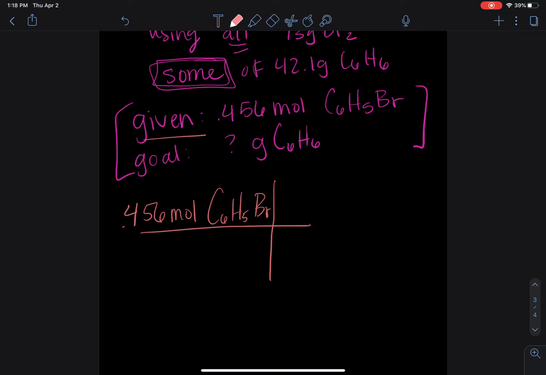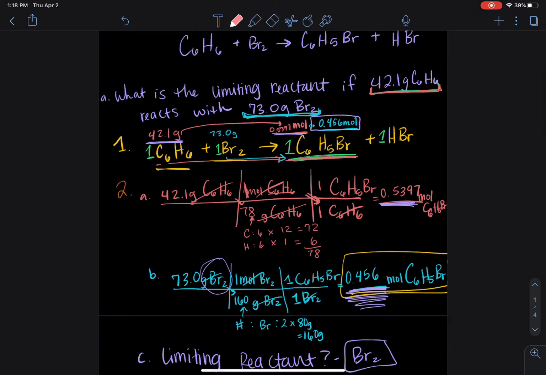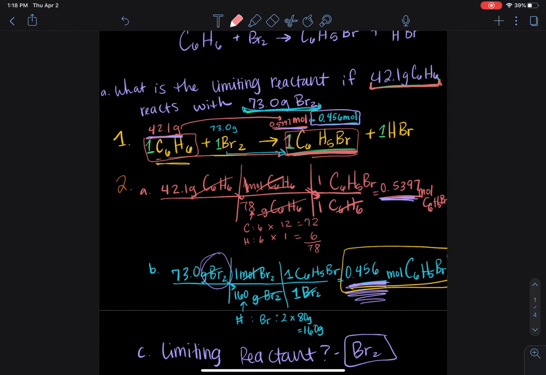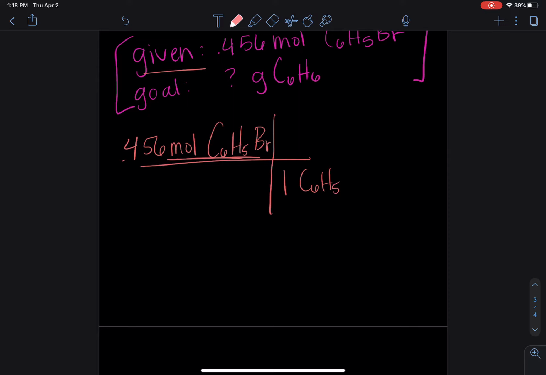So let's start our factor labeling. Because we're in moles of C6H5Br, we can use the balanced equation up here. We can use this equation to go from moles of one thing to moles of another by using those coefficients. The coefficients are just 1 to 1. So 1 mole of C6H5Br comes from 1 mole of C6H6. That gets rid of the moles of C6H5Br. So this right here was just a mole to mole conversion.